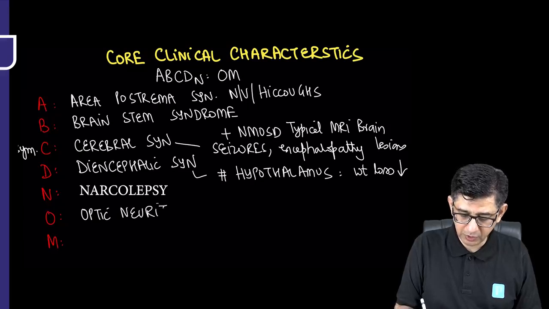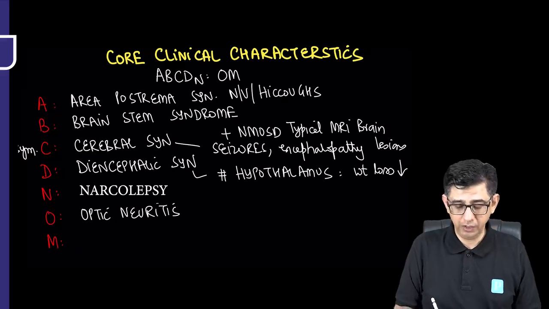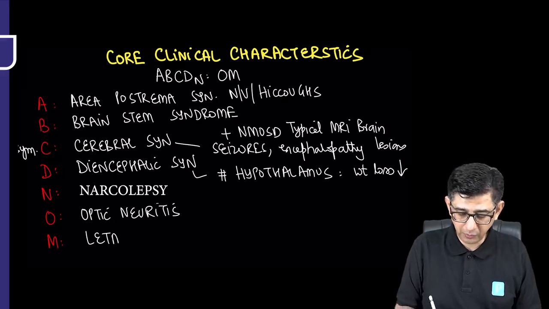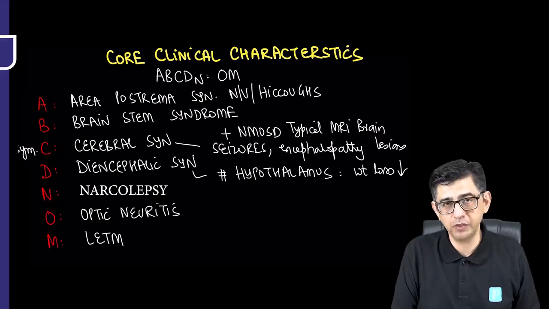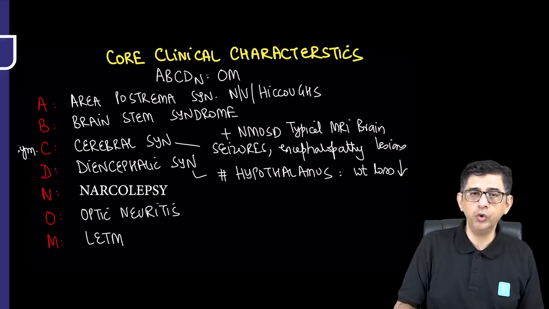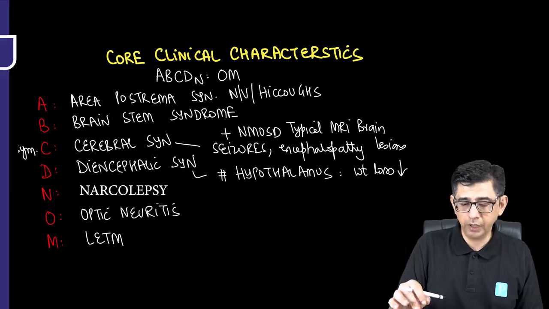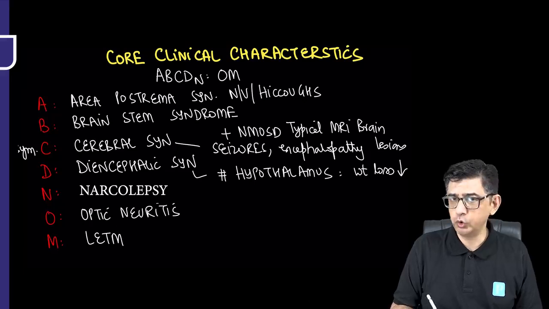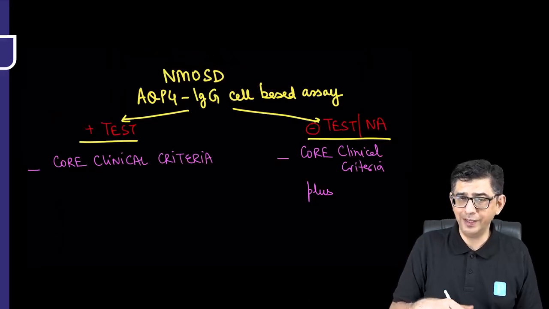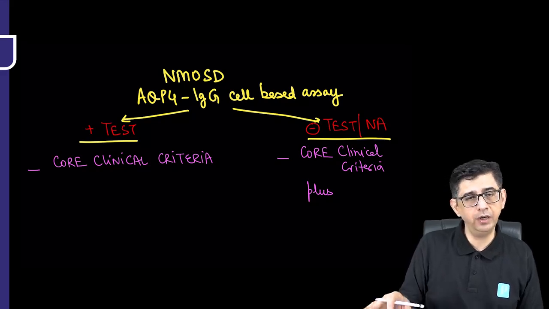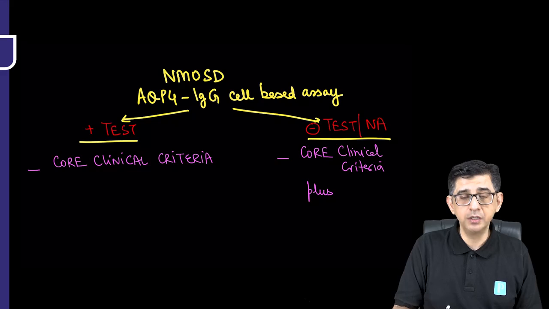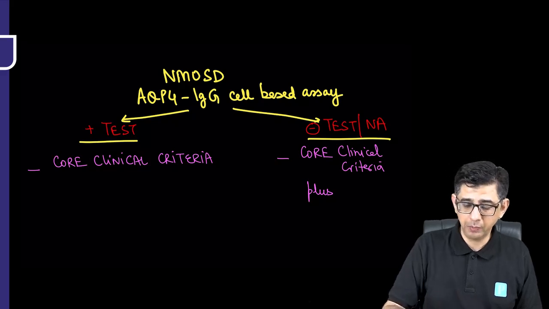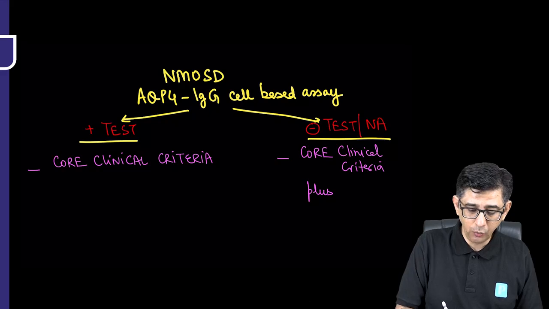Most of the time he'll describe it to be bilateral, and then he'll also talk about LETM, that is longitudinally extensive transverse myelitis. So these are the core clinical criteria for diagnosis of neuromyelitis optica spectrum disease. Now obviously we need to do testing of the antibody, and there is a possibility that antibody might turn out to be negative. If the antibody turns out to be positive, then you need to remember that there must be at least one core clinical criteria to be present.